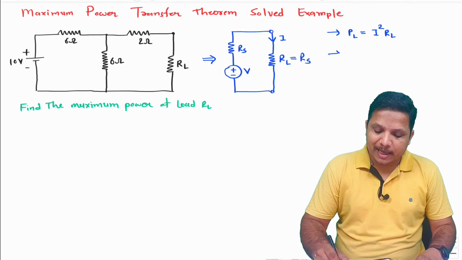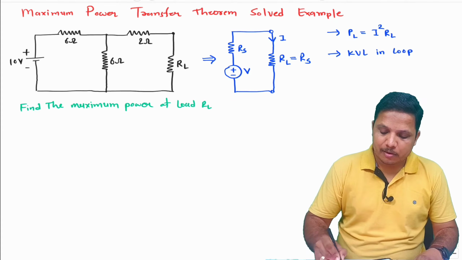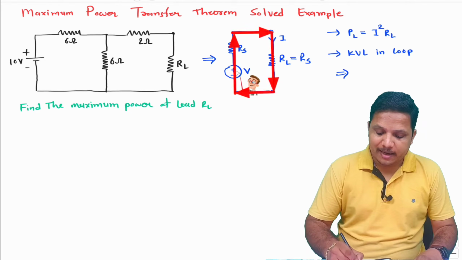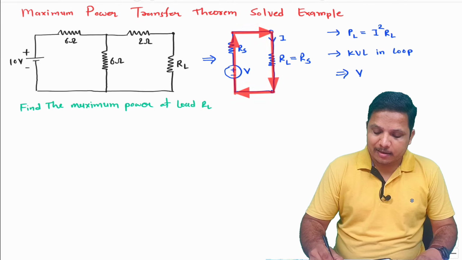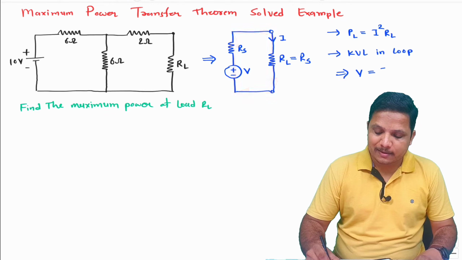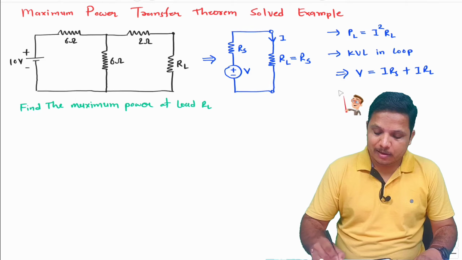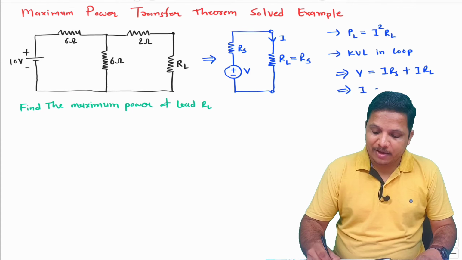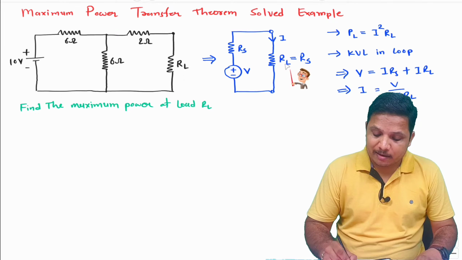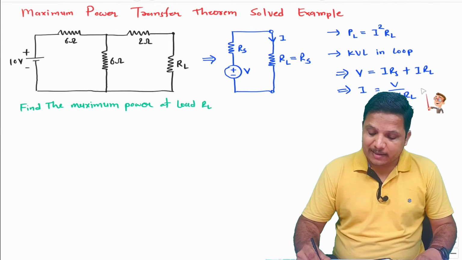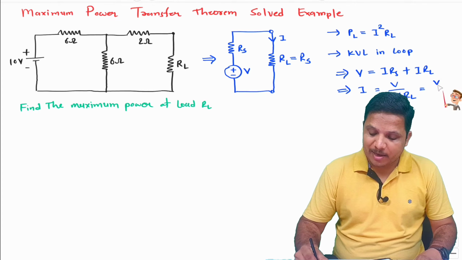Now if you apply KVL in the loop, the voltage V going from minus to plus is plus V, which equals I into Rs plus I into RL. Based on this, the value of I is V divided by Rs plus RL, and for maximum power transfer Rs equals RL. So I can say this I will be V divided by 2RL.